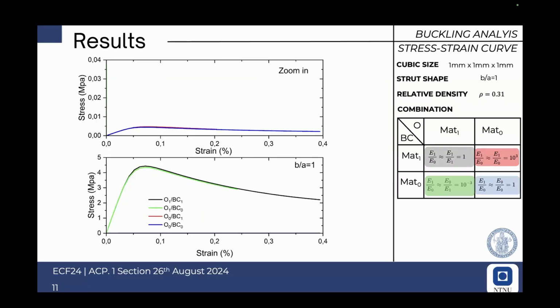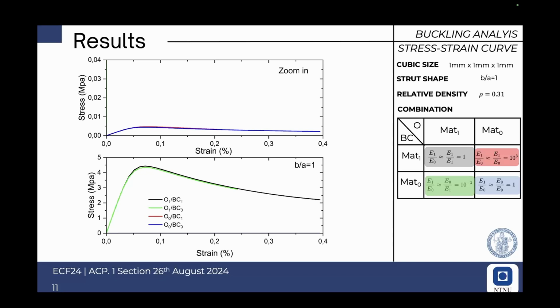If we look in detail at all the 4 combinations, you have here a color code similar to the color code of the lines in the stress and strain curve. You may observe that the green curve, the combination A1 over A0 equal to 10 minus 3 as a stiffness ratio, shows a behavior very similar to the black line. The black line is the BCO combination of 2 stiffer materials.